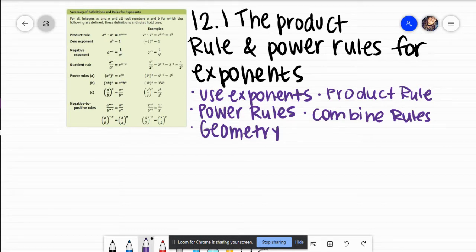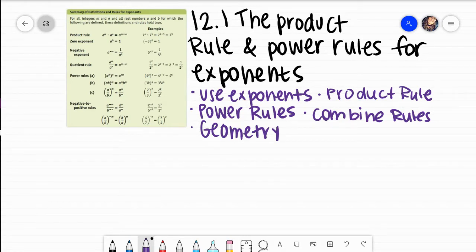So if you notice this green table here, I'm going to read this to you. You can get this information out of your book. So this is the summary of definitions and the rules for exponents. What we're looking at right now, and don't get me wrong, this will end up being broken up into multiple different videos. It's just going to have to be.